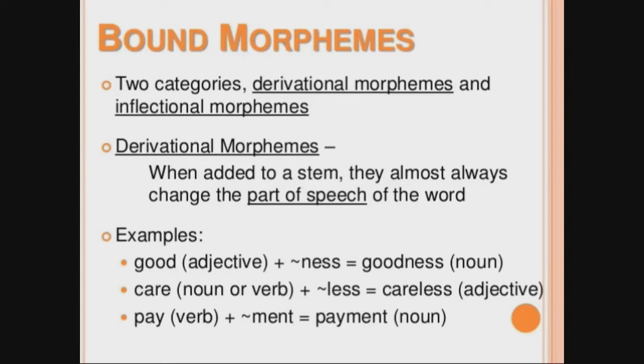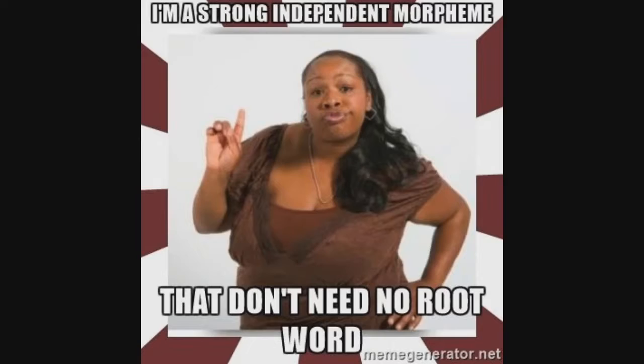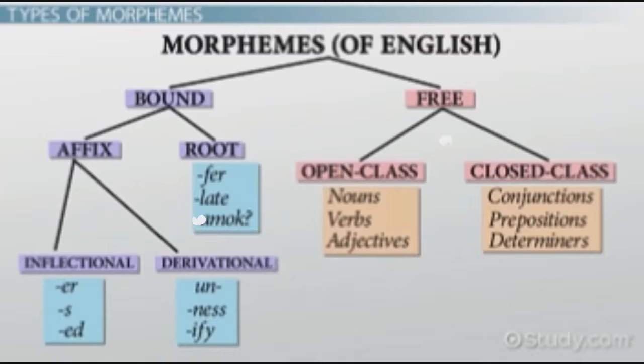Bound morphemes cannot stand on their own as one word, and so they must be attached to a free morpheme. In English, these occur as prefixes and suffixes. Some examples include dis, ill, itty, and ify.